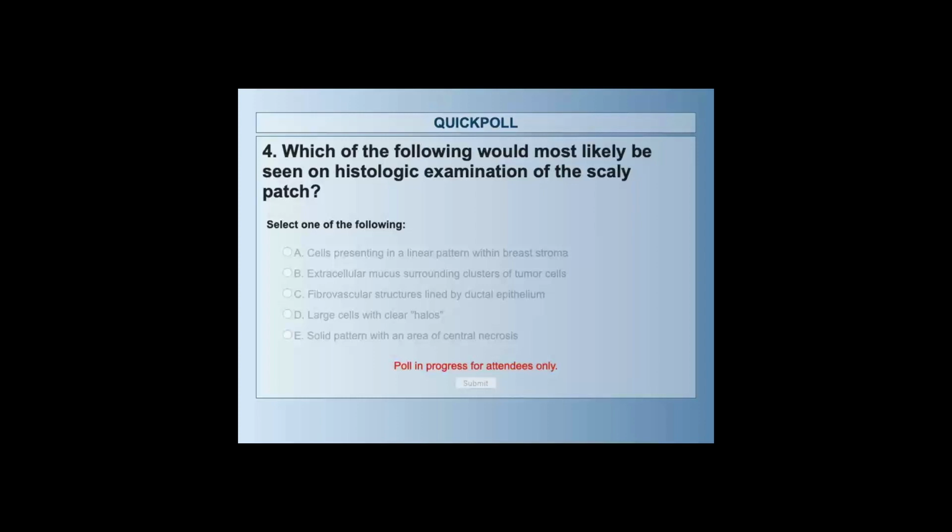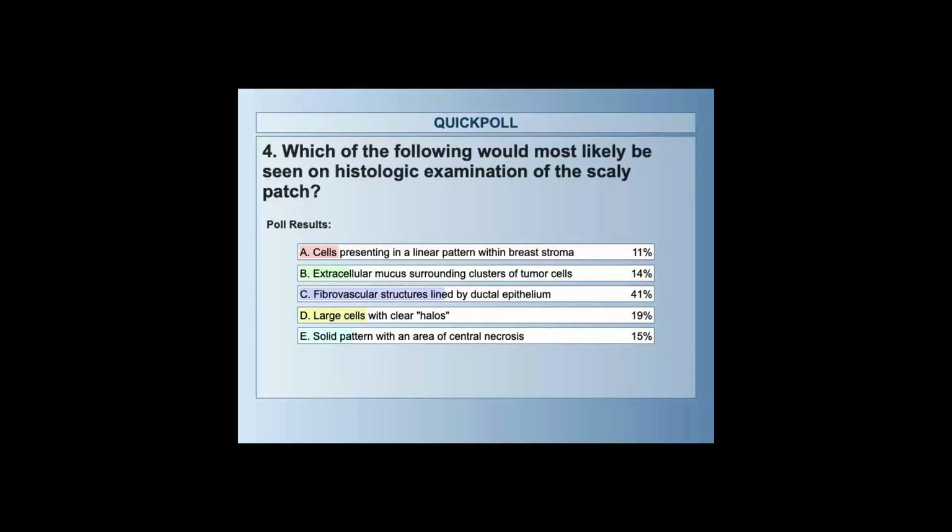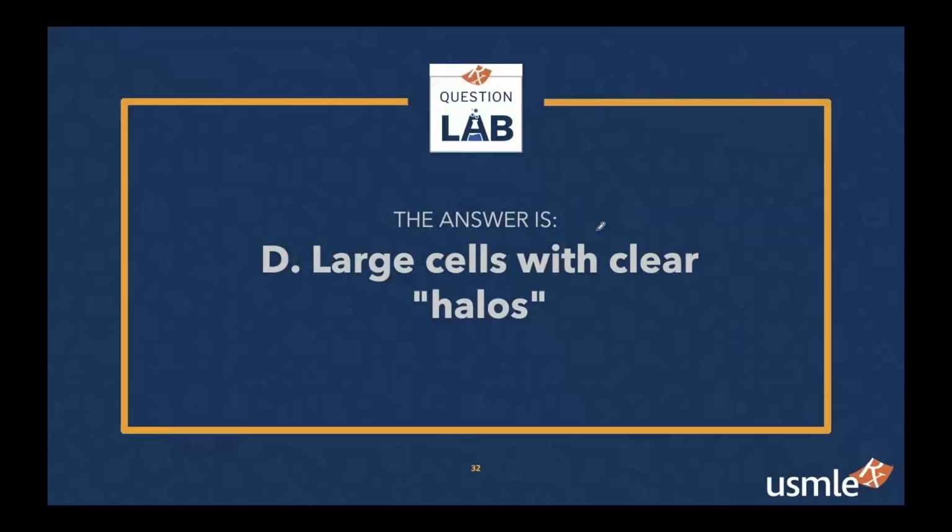All right, a few more seconds here as we wrap up our lab for this evening. All right, let's see what you selected. It looks like 41% of you selected C, fibrovascular structures lined by ductal epithelium. So let's see what the correct answer is. And the correct answer is actually D, large cells with clear halos, and 19% of you got it right, so definitely a tough question. So I'm going to hand it off to Paras so he can explain to us why that is the correct answer.